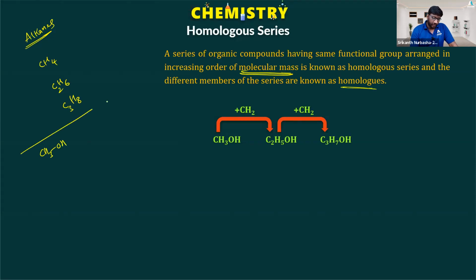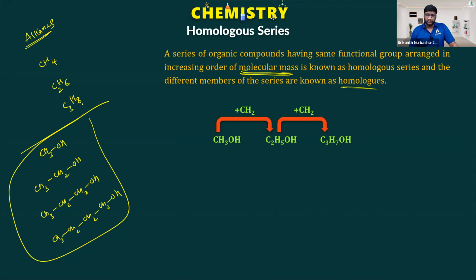CH3OH is an alcohol. If I want to increase the chain length, CH3, CH2OH. Further increase means CH3, CH2, CH2OH. Further increase means CH3, CH2, CH2, CH2OH. These are all said to be a homologous series or not? The successive members of a homologous series differ by CH2 groups, or a molecular mass of 14.